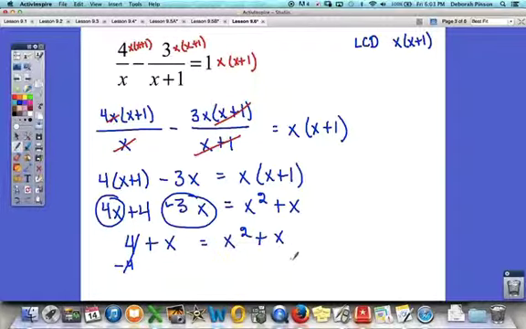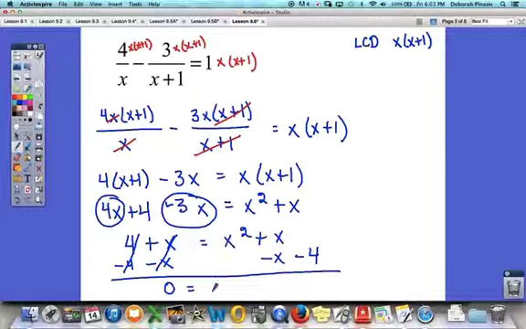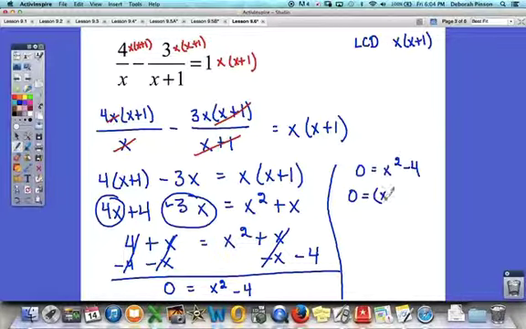So I'm going to move the 4 over, move the x over. I personally like to keep my x squared positive. That's why I moved everything over here where the x squared is. All right, my x's cancel, and I'll have minus 4 here. Now I'm just going to bring this right up here. So I'll have 0 equals x squared minus 4. And I can factor that, difference of perfect squares. So x minus 2, x plus 2. Set those equal to 0 and solve, and I'll get 2 and negative 2.